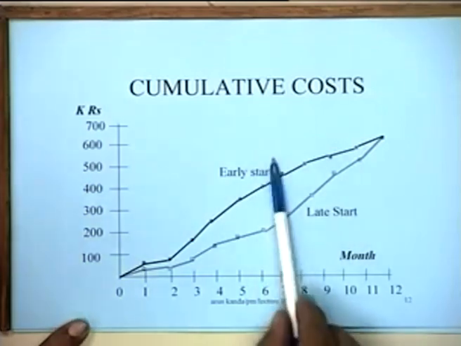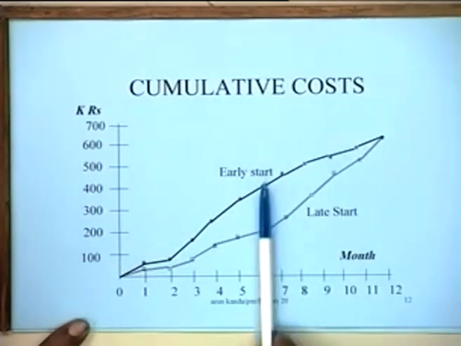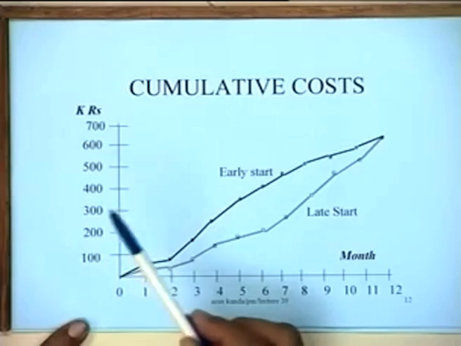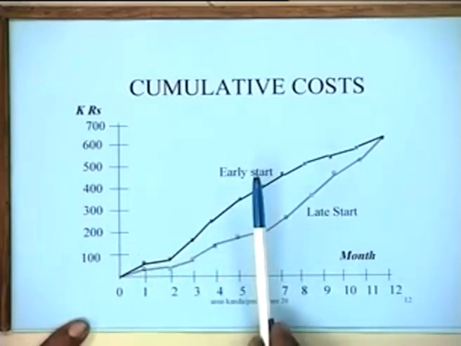What it means is simply this, that at the end of the 6 months here you have spent something like 405 kilo rupees, whereas here you have spent only something less than 200 kilo rupees so far. So you have greater money in your pocket when you are doing a late start schedule, right?